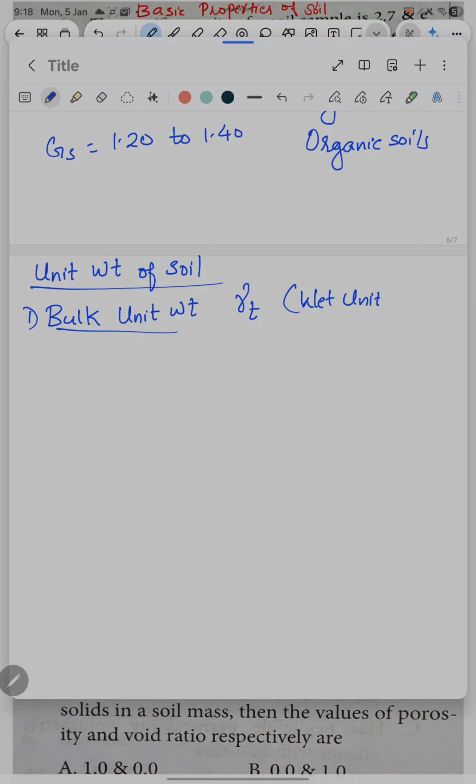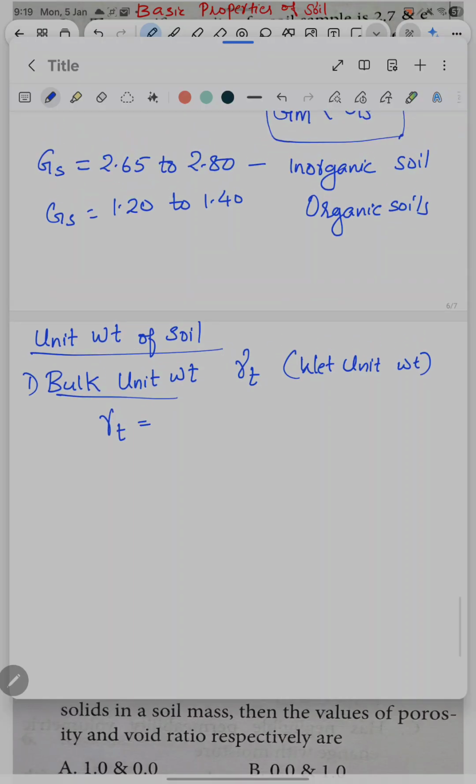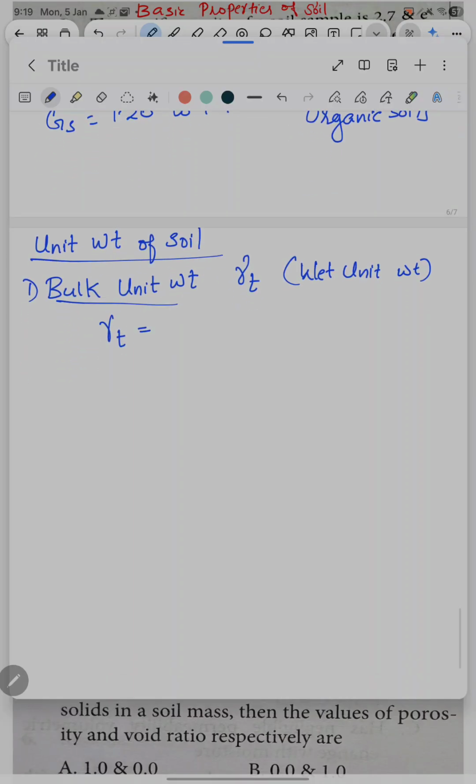Maybe in the question there is no term like bulk unit weight, just find out wet unit weight. So we have to find out bulk unit weight, total unit weight. So gamma T, we can say total unit weight or bulk unit weight, wet unit weight. Gamma T is equal to total weight of soil divided by total volume of soil. That is bulk unit weight.